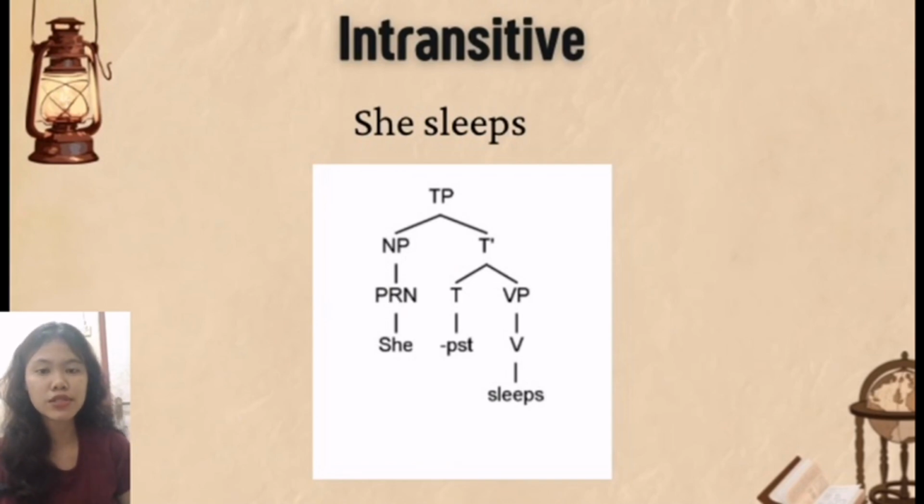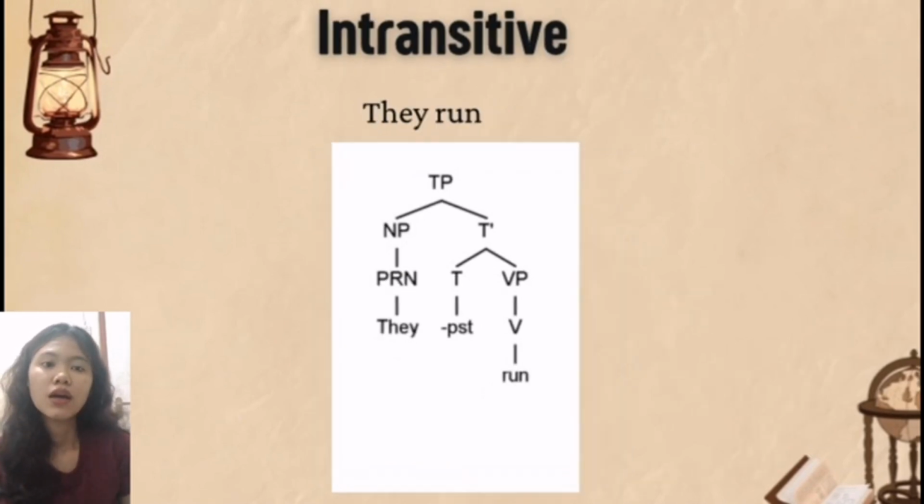And for the second example, they run. In the tree diagram, they is the subject NP. The VP consists only of the verb run. Again, the absence of an object NP inside the VP shows that run is intransitive in this sentence.